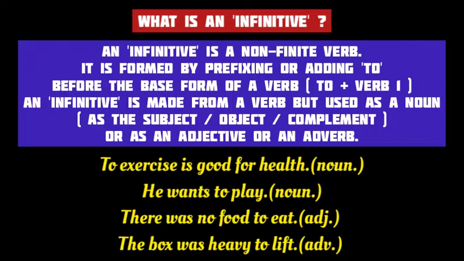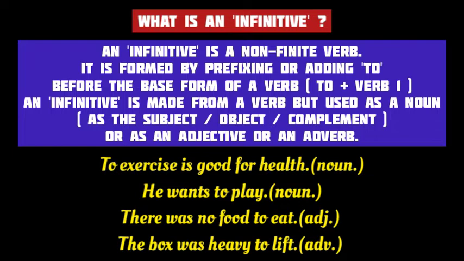But remember, though an infinitive is made from a verb, it can be used either as a noun or an adjective or an adverb in a sentence. And when an infinitive is used as a noun, it becomes the subject or an object or a complement in the sentence. In fact, it is very important to understand the concept of the infinitive before we learn the infinitive phrase. So here are some examples of infinitives on your screen.